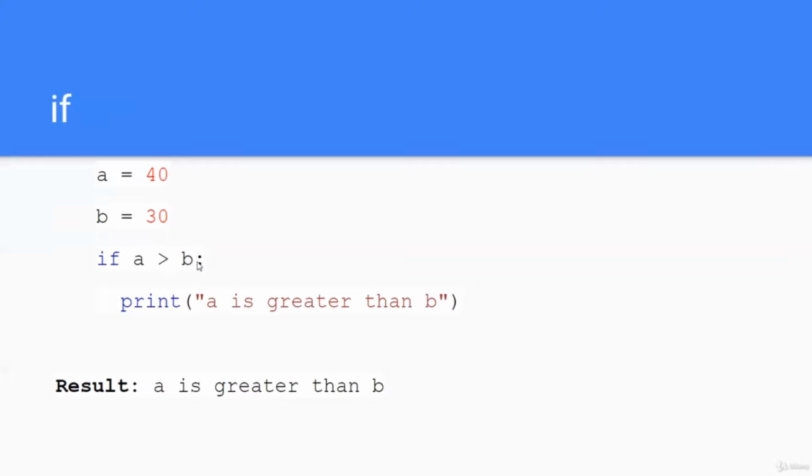If the condition is true, then the section which is written after this colon will get executed. After this, we have written a statement: print A is greater than B. This print function will print it. In this case, the condition is true, so the result of this statement is A is greater than B.